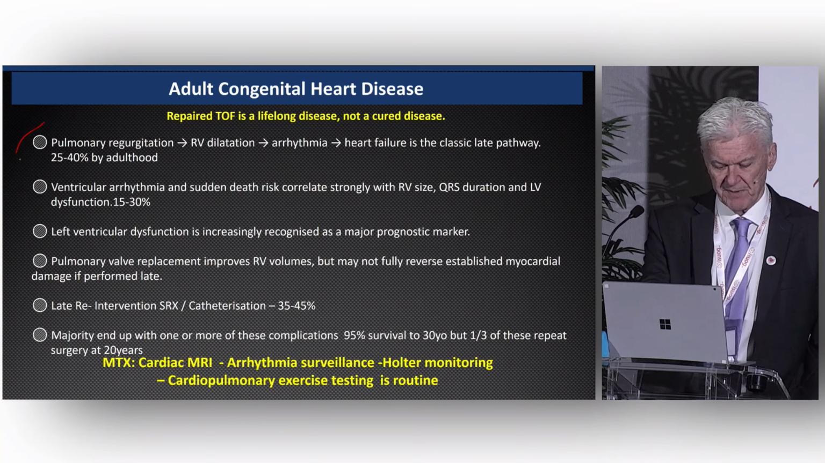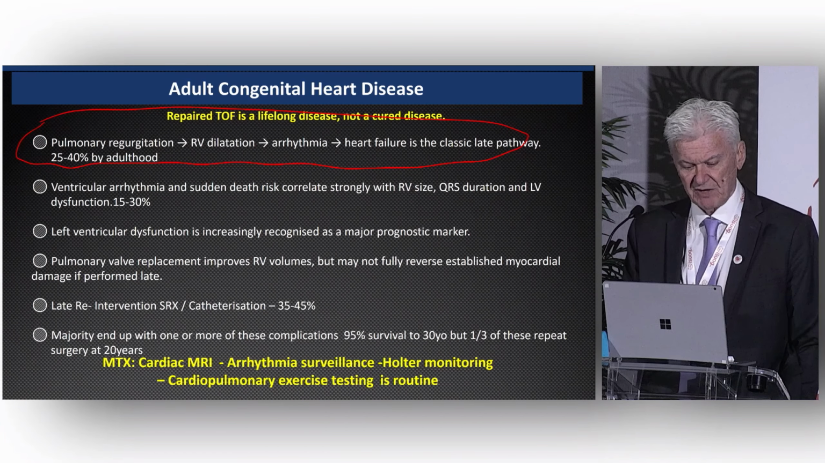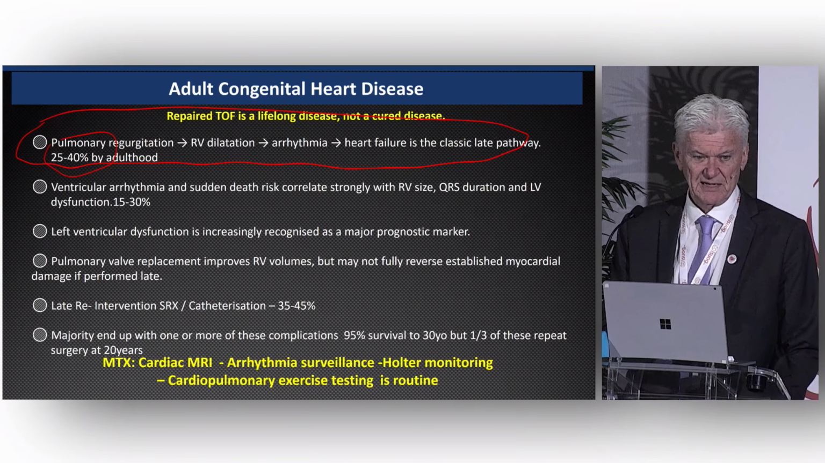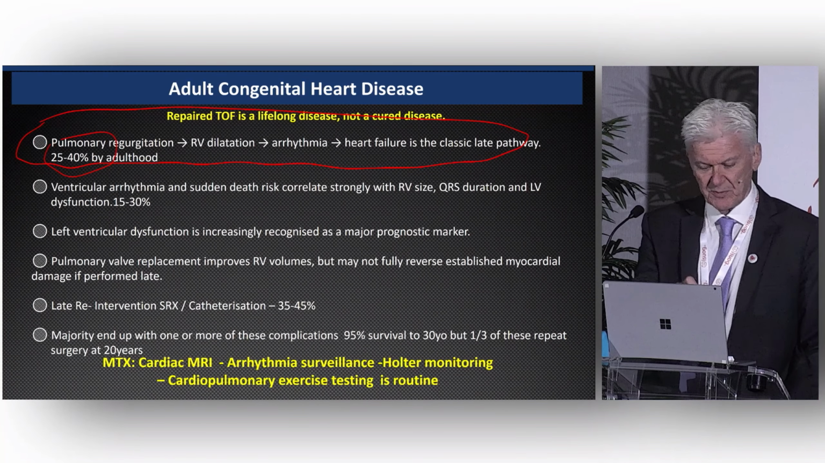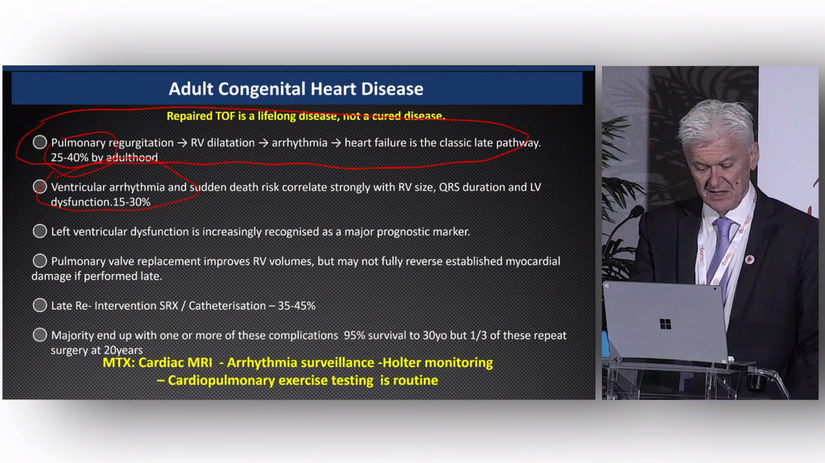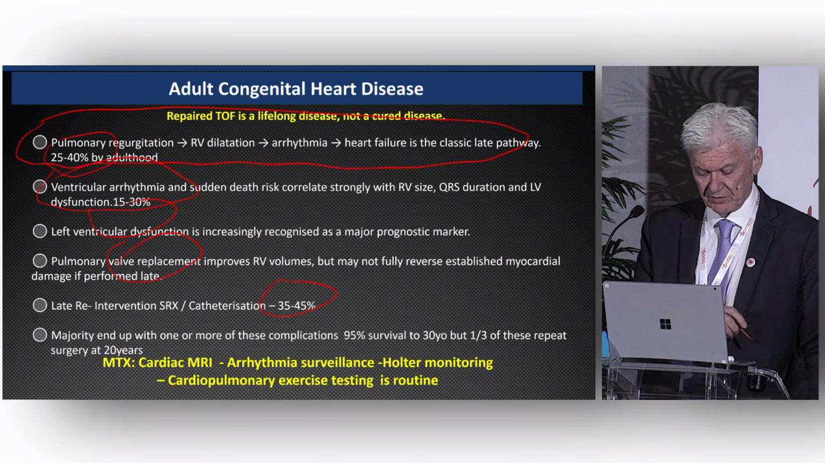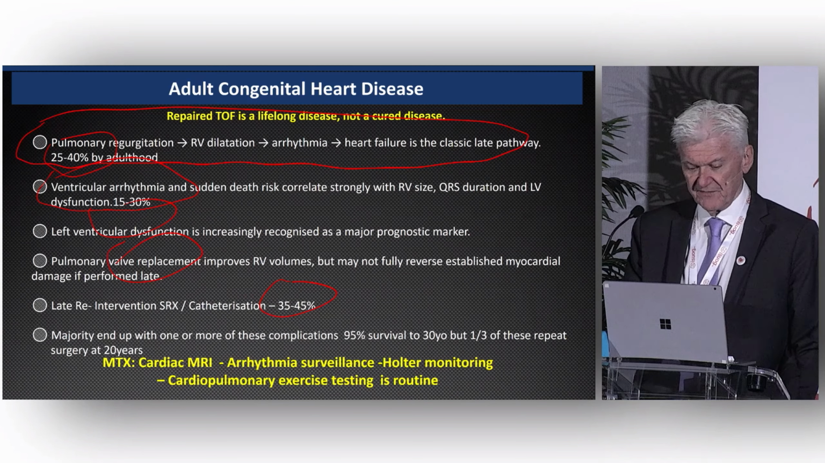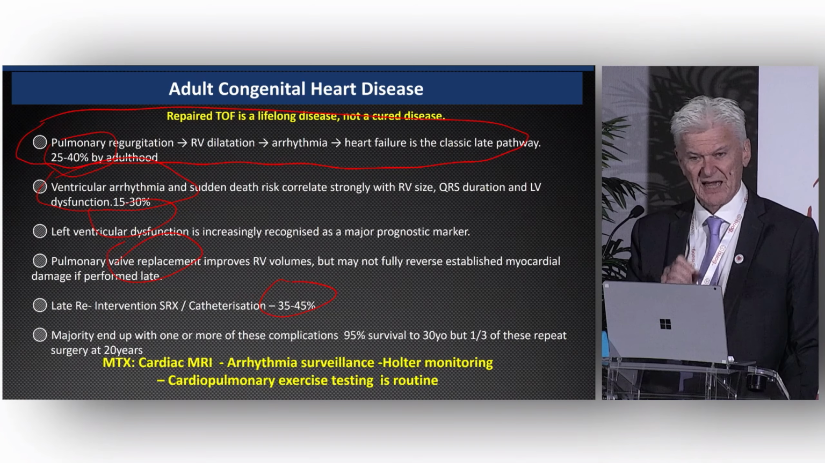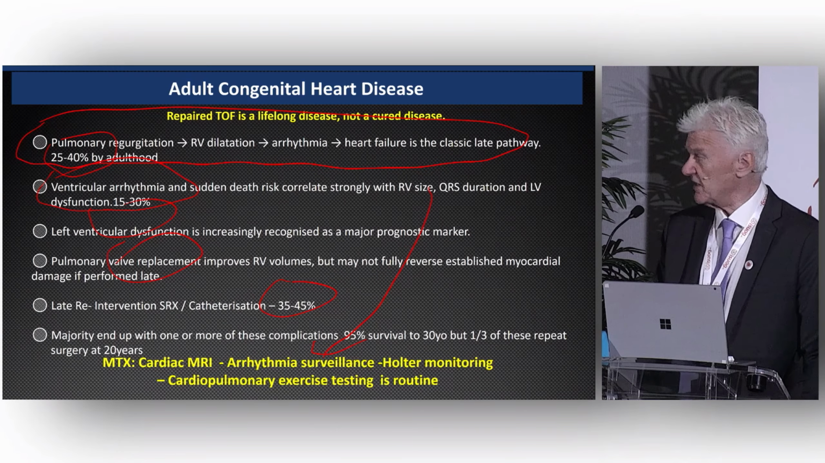If you look at it, the biggest problem with babies with Fallot's is they end up with pulmonary regurgitation and right ventricular dilatation. For these, they require surgery later in life. They end up with ventricular arrhythmias, and sudden death is a significant risk. With ventricular dysfunction, they need pulmonary valve replacement. About 35 to 45% of them need intervention. It's not a cure in terms of surgery. It's a lifelong disease that requires surveillance throughout a child's life.